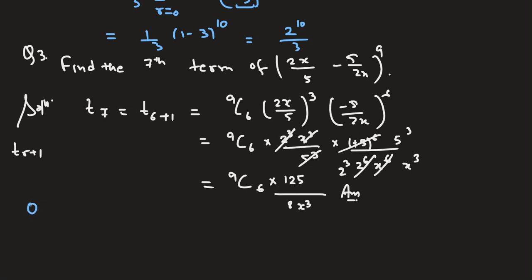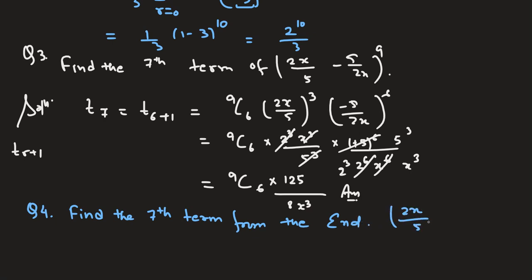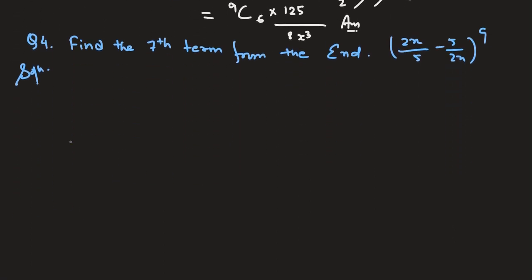Question number 4 is the same. Find the seventh term from the end. Find the seventh term of this expansion from the end. Same expansion, we have (2x/5 − 5/2x) to the power 9. From the end, can we find the seventh term? So I showed you there are two ways. We know that there are two methods to solve.